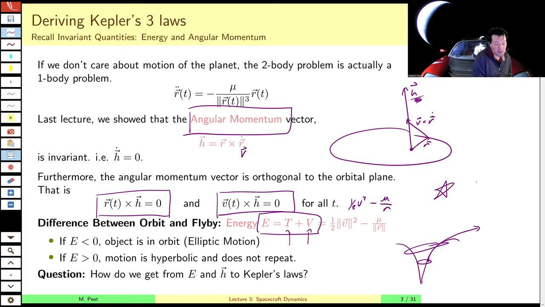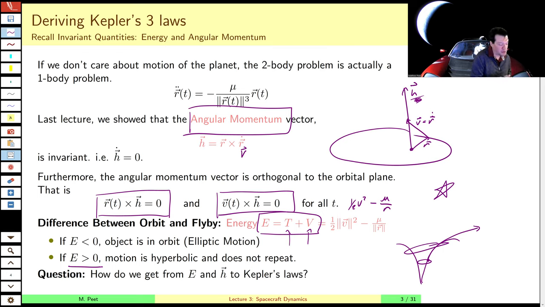The moon is in the Earth's gravity well. All of those have total energies of less than zero. By contrast, the converse is that if your total energy is zero, you're not in an elliptic orbit, and we call these hyperbolic orbits because that's the geometry of the flyby.